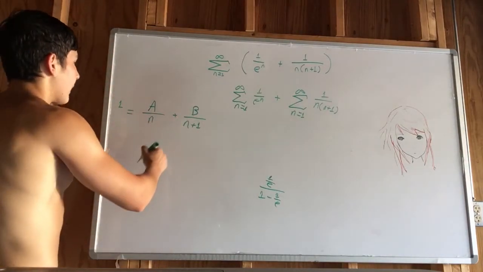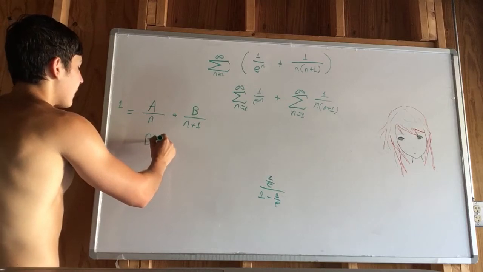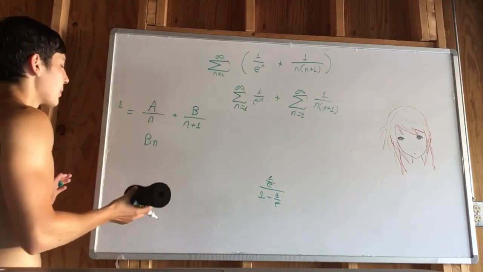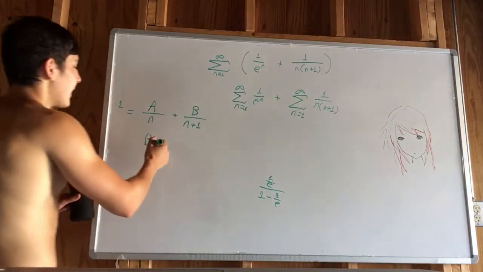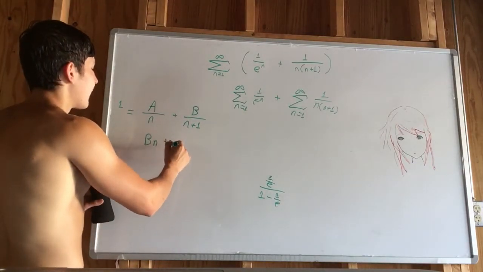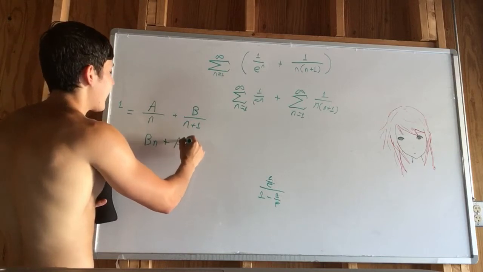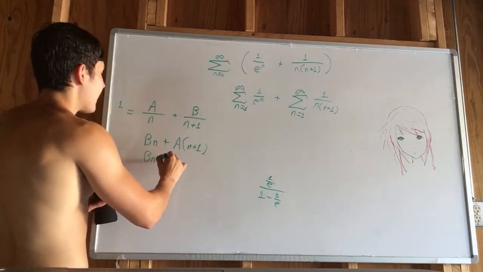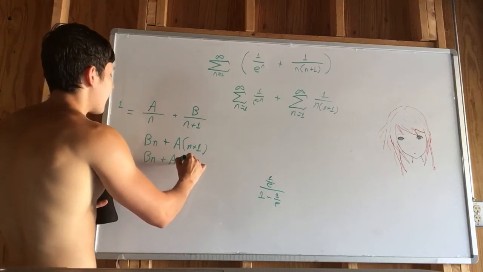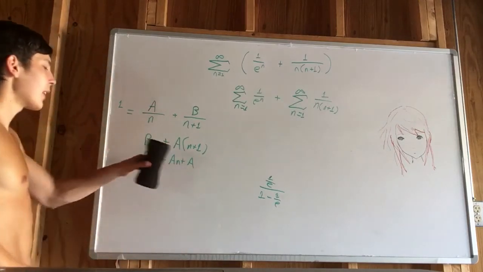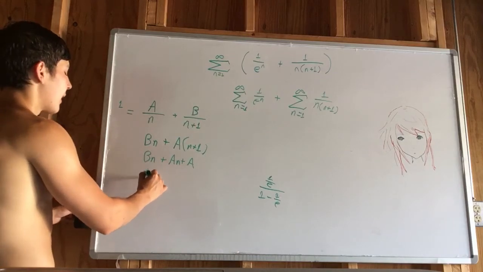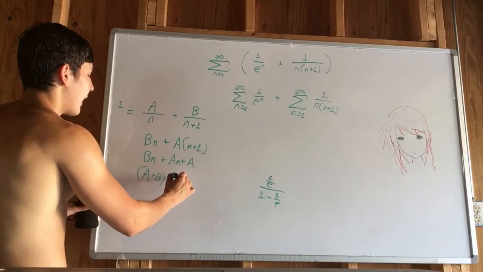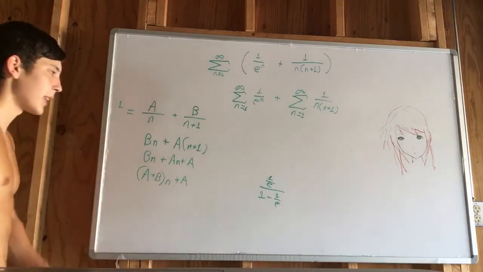So then we cross multiply here. We get bn. Some people like it one way, some people like it the other. You could do bn or nb, and you also multiply this, a times n plus 1, and that would give you bn plus an plus a. Then you get everything together that has an n. A plus b both have an n, and the a is the only one that doesn't.